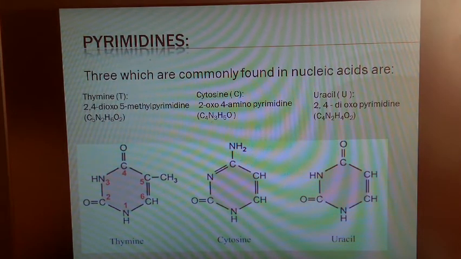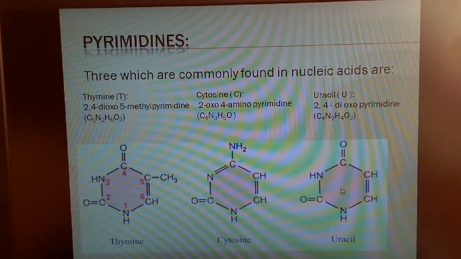Next one, cytosine. Cytosine has the same numbering 1, 2, 3, 4. So 2 oxo, 4 amino, that is 2 oxo 4 amino pyrimidine. Next, uracil: 2,4 dioxo pyrimidine. 2 is this one, 4 is this one. Okay.